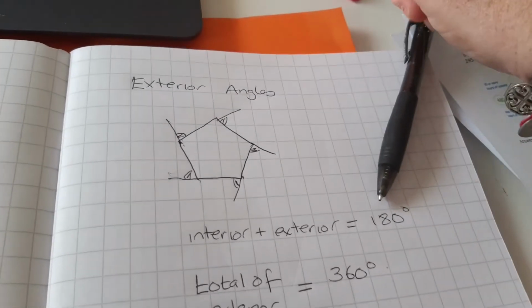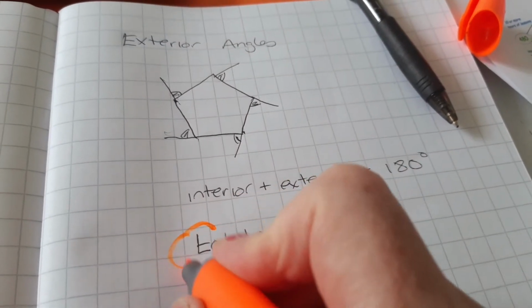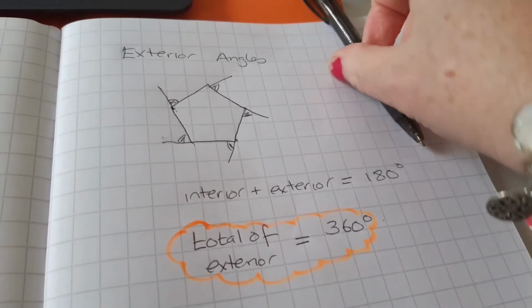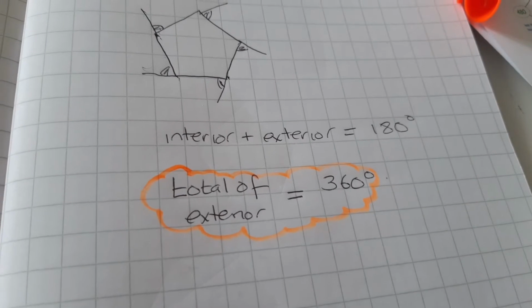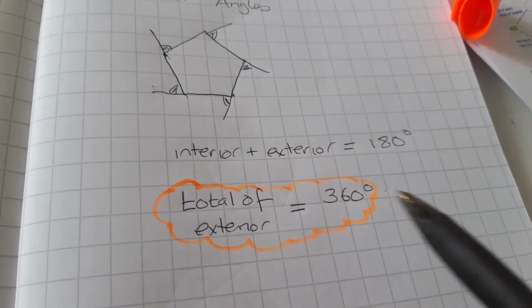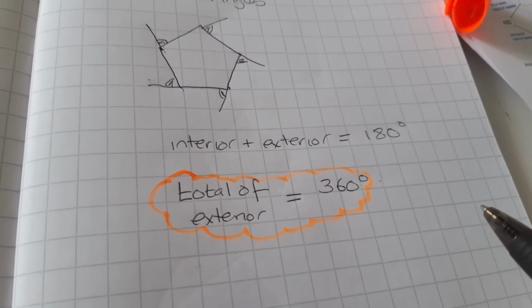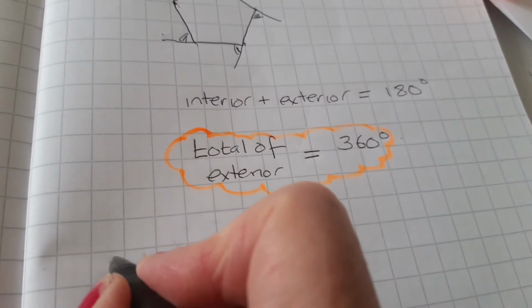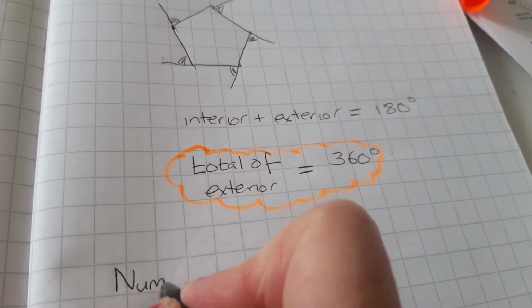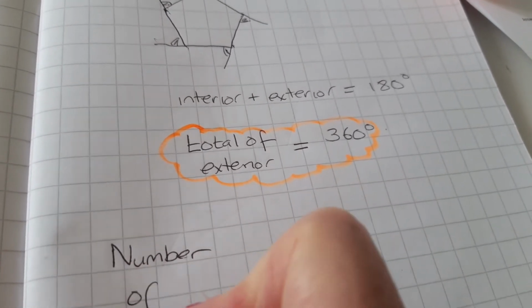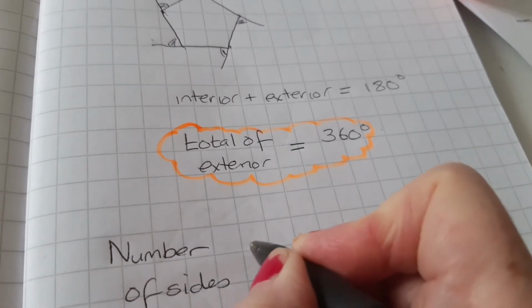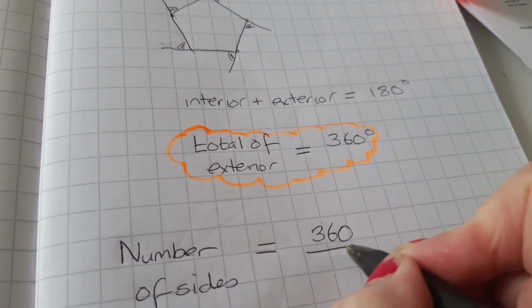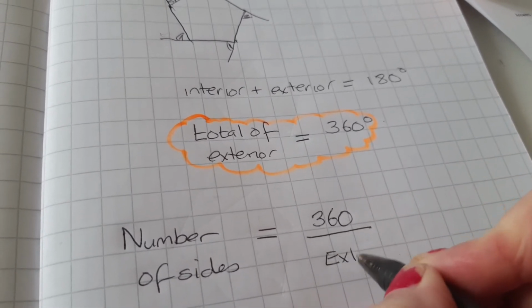And this little fact here is really, really important. This fact helps you work out number of sides and exterior angles. And once you know the exterior, you can find the interior for lots and lots of questions. So let's see how we would use it. If we wanted to know the number of sides of a polygon, we would take 360 and divide it by the exterior angle.